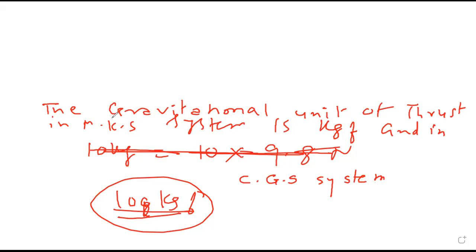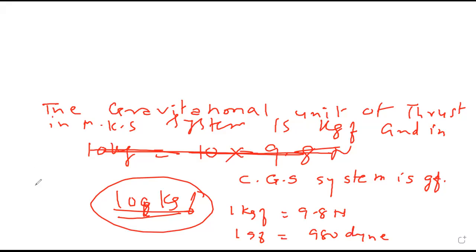Don't worry. The gravitational unit of thrust in MKS system is kgf and in CGS system is gf. What is gf, Aditya? Gram force. 1 kgf means how many Newton? 9.8 Newton. And 1 gf is 980 dyne. It means when you multiply with acceleration due to gravity, it becomes Newton.